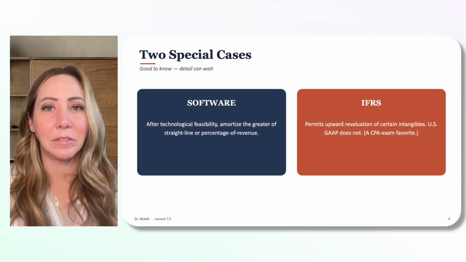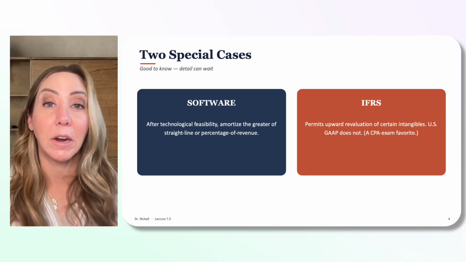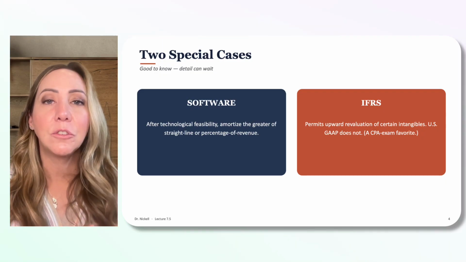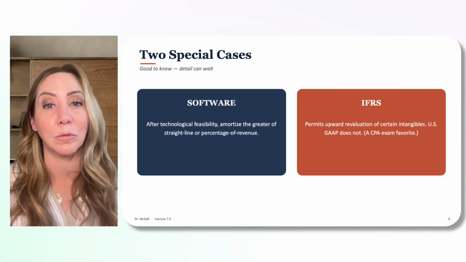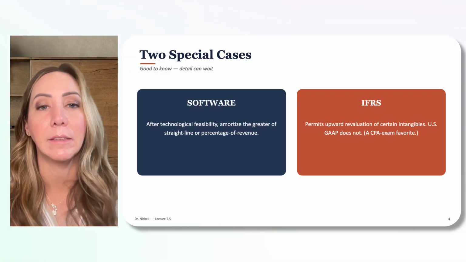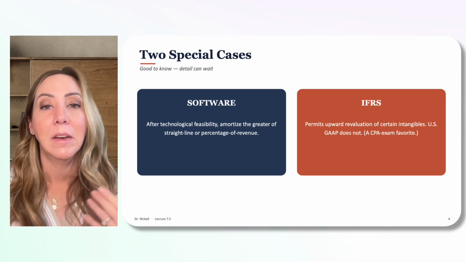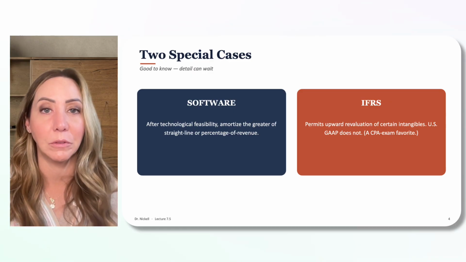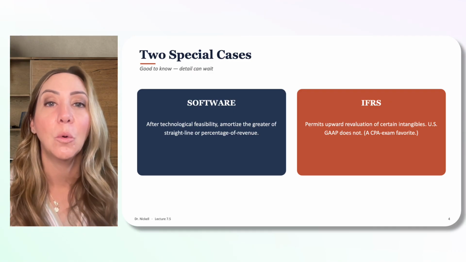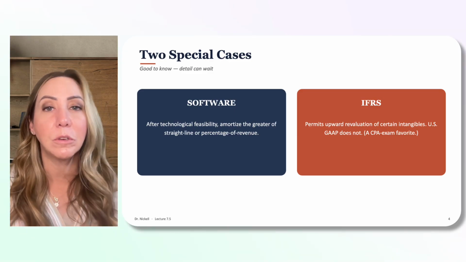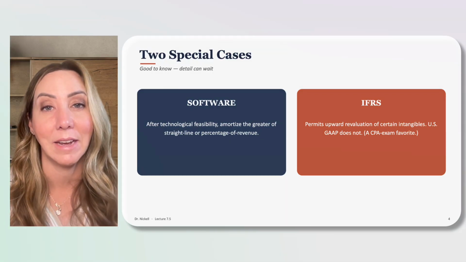Two quick notes to round this conversation out. First, software development costs get special treatment. Once a software product reaches technological feasibility, certain costs are capitalized, and the amortization is the greater of the straight-line amount or a percentage of revenue calculation. Just know that it exists. The detail can wait. Second, a GAAP versus IFRS difference worth filing away. Under US GAAP, we never revalue intangibles upward, but IFRS does permit revaluation of certain intangibles to fair value when an active market exists. For this course, we're only applying US GAAP, but it's the kind of difference that the CPA exam does sometimes like to test.